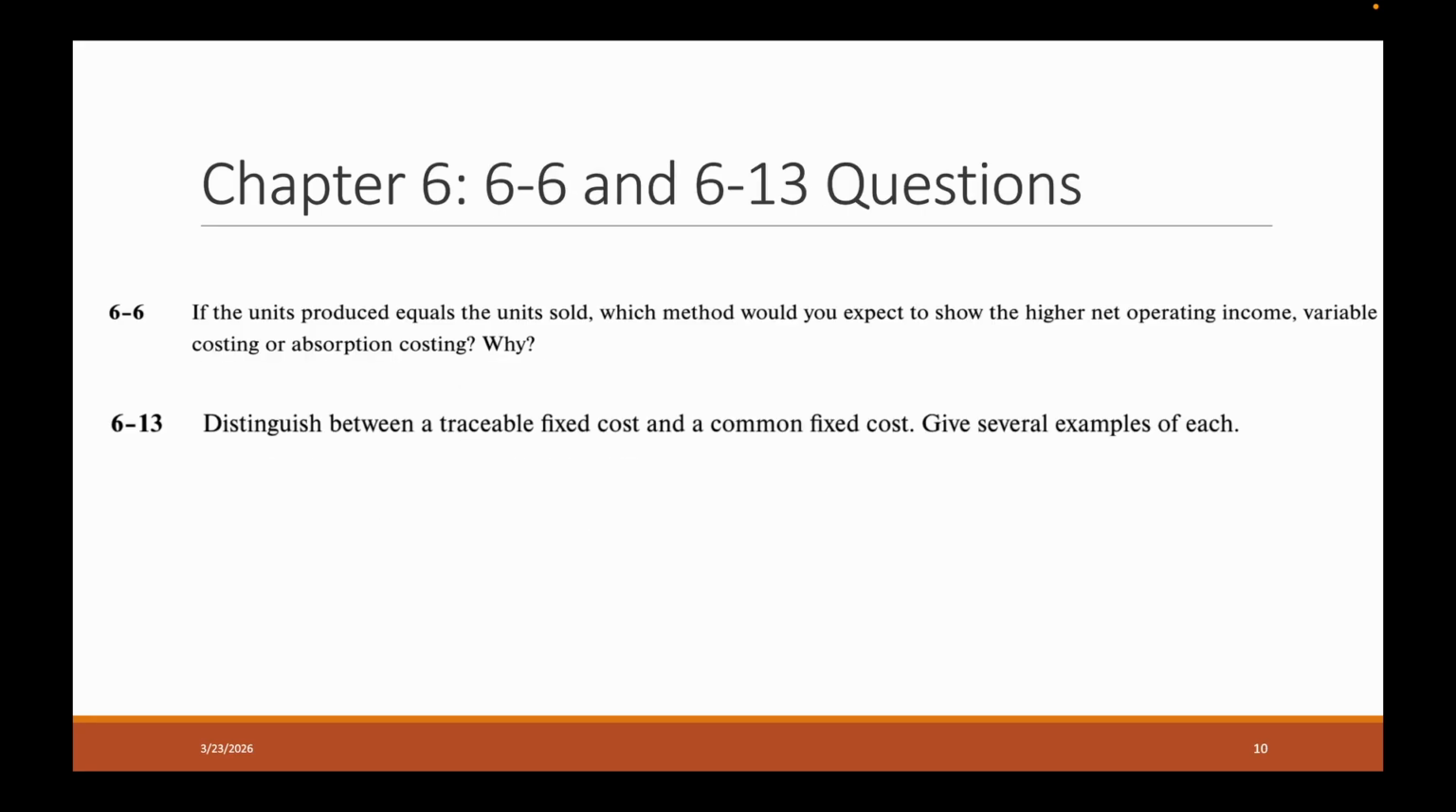Okay, moving on with Chapter 6. We're going to start with 6-6 and 6-13, conceptual questions. 6-6: if units produced equals the units sold, which method would you expect to show the higher net operating income, variable costing or absorption costing, and why? And 6-13 is going to be: distinguish between a traceable fixed cost and a common fixed cost, and give several examples of each.